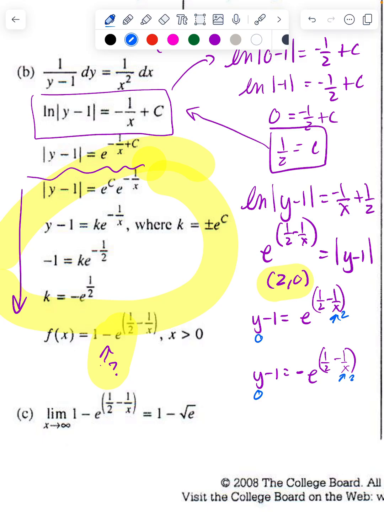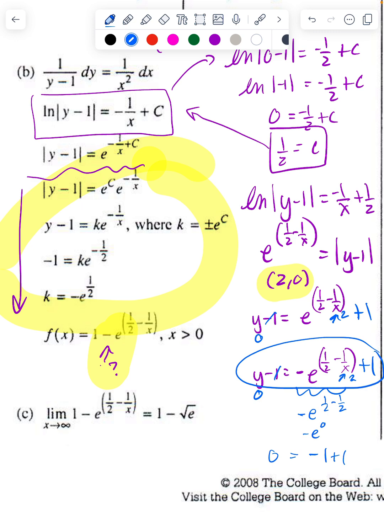So if I put in a 0 here and a 2 here, it only works for the negative, because if we change both of these by adding the 1 over, this is going to turn into negative e to the 1/2 minus 1/2, so negative e to the 0, so negative 1. And then plus 1 does give us the 0 we're trying to find. So this is the equation that works, because up here, if you put the 2 in, you would get 1 plus 1, so plugging in a 2 gives you a 2, and that's not the point we're trying to get.